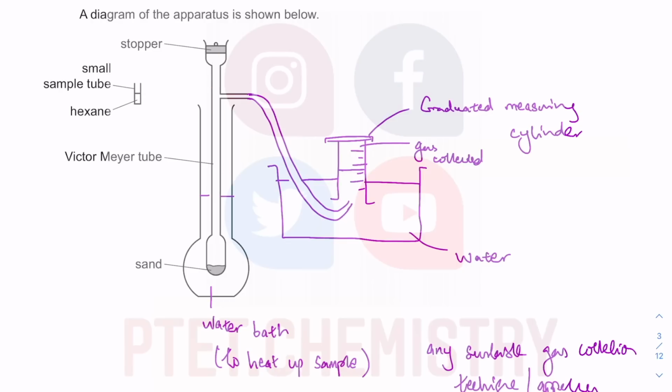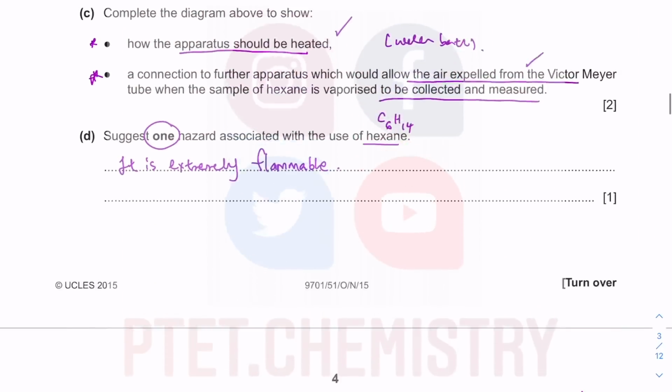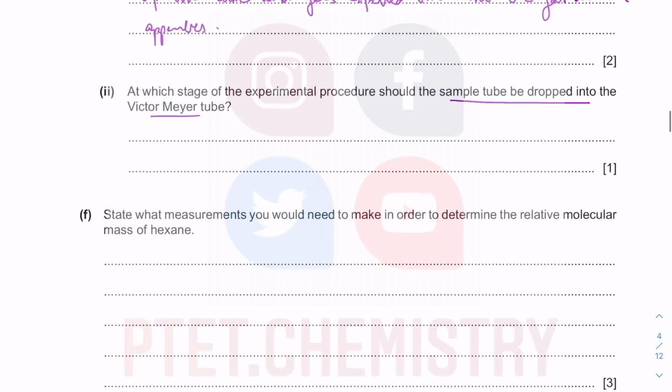So that's your first reading. When you drop the hexane in will be when there is no more movement of this reading. That is a result of no more bubbles of the air being expelled. So that is when we can drop the hexane in, and then we can start reliably measuring the volume of hexane vapor being given out.